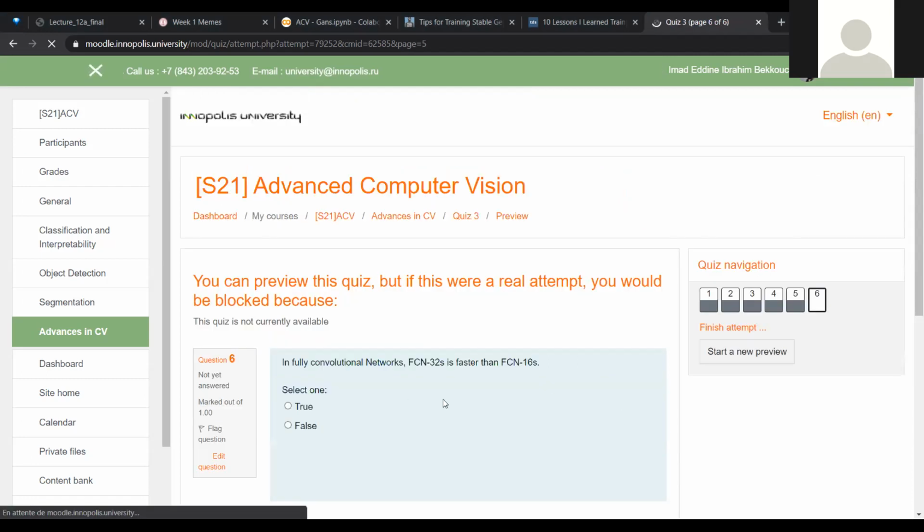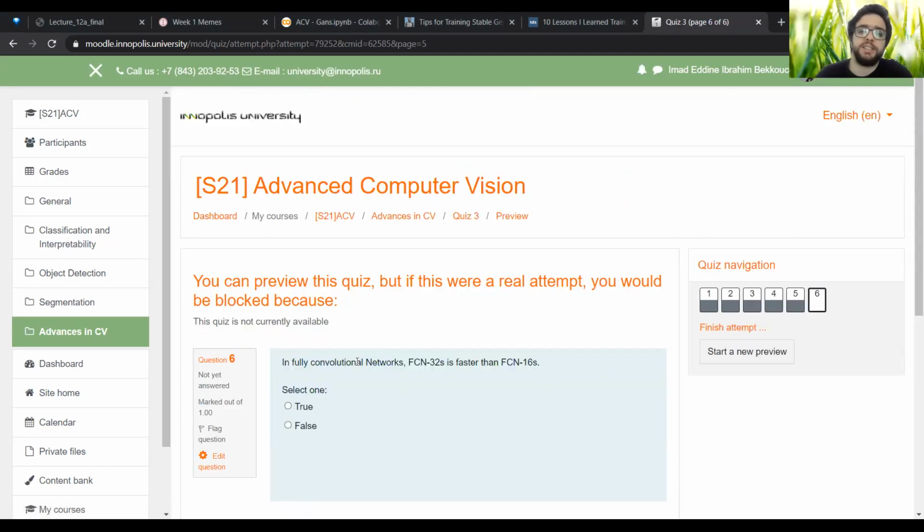This one was also easy. In a fully convolutional network, FCN 32S is faster than FCN 16S. So basically, FCN 32 stride, if you go to the lecture, you will see that it performs very badly compared to FCN 16. And we said that we keep all of these different models mainly for speed. So this one performs the worst, but it's the fastest. This one performs okay, and is okay in speed. And FCN 8S has the best performance, but it's the slowest one. So again, FCN 32 is faster than FCN 16. Yes, true.